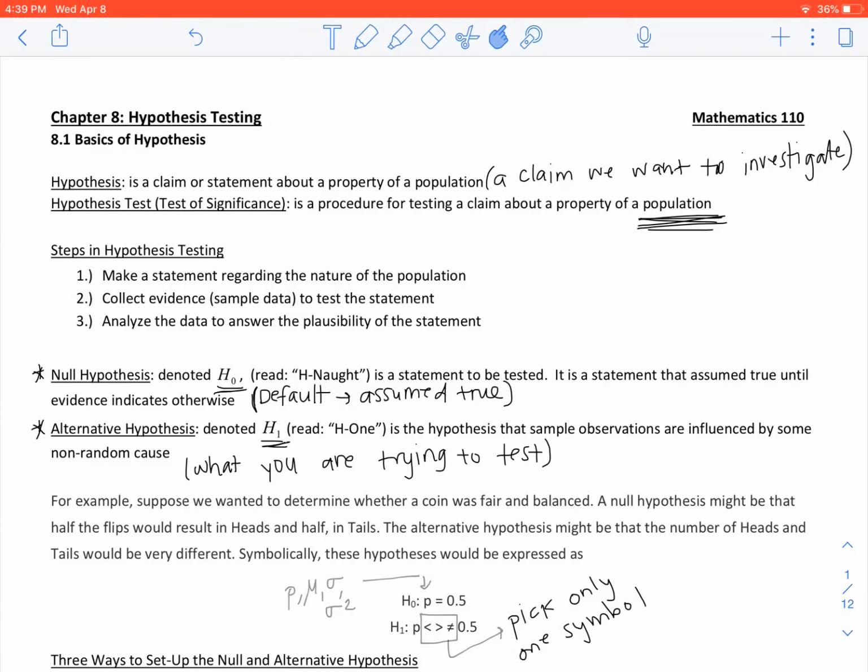So the steps in hypothesis testing: we're going to make a statement regarding the nature of the population, collect evidence, that's our sample data, to test the statement, and then analyze the data to answer the plausibility of the statement.